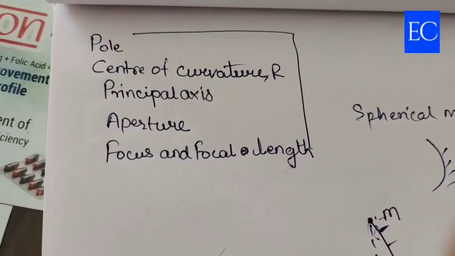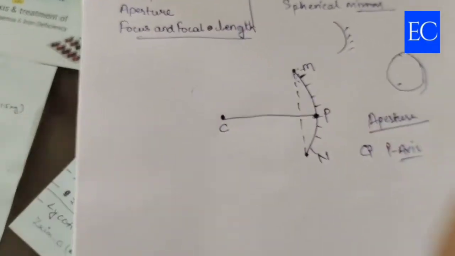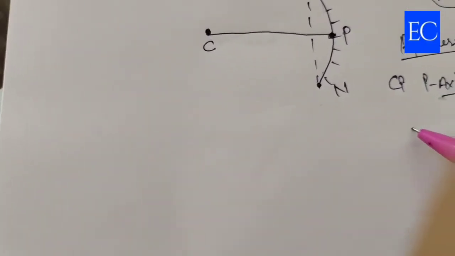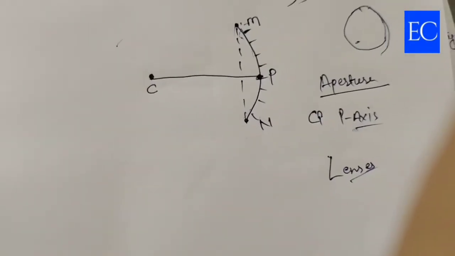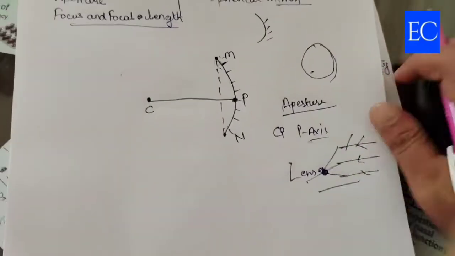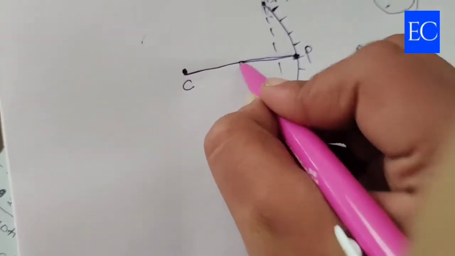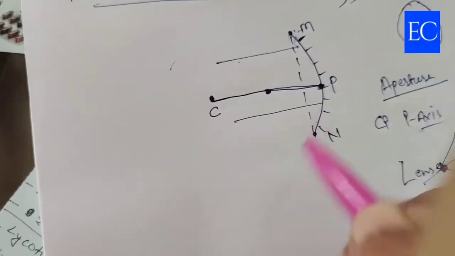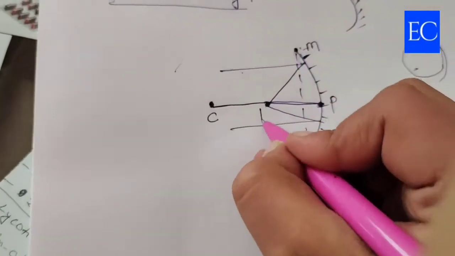Focus and focal length. What is focus and focal length? You may have burnt a paper in your childhood with the help of a lens. We are not going to talk about lenses in this video, but they all focus the sun rays, which are parallel, to a point on the paper, and it burnt. So focus is the point where all the rays parallel to the principal axis meet after reflection. This point is called focus.